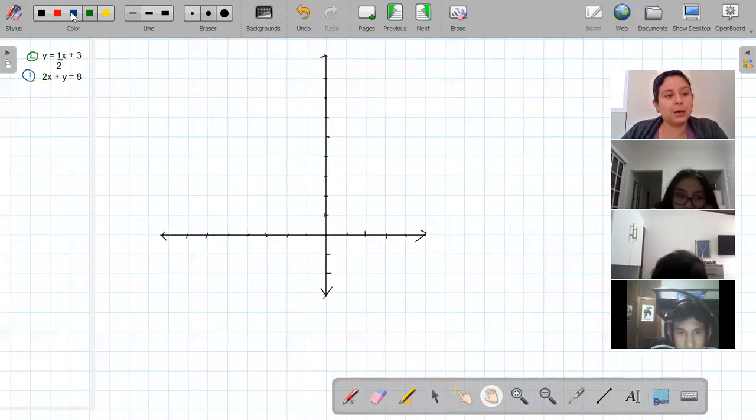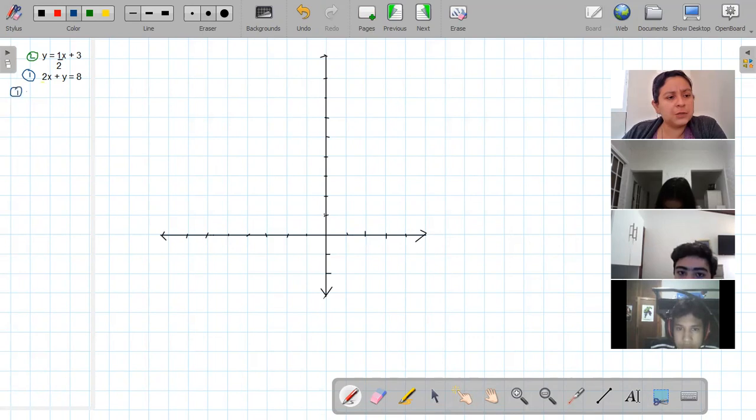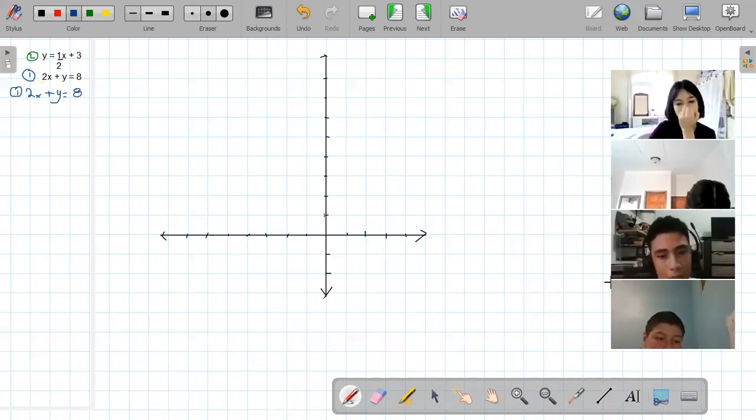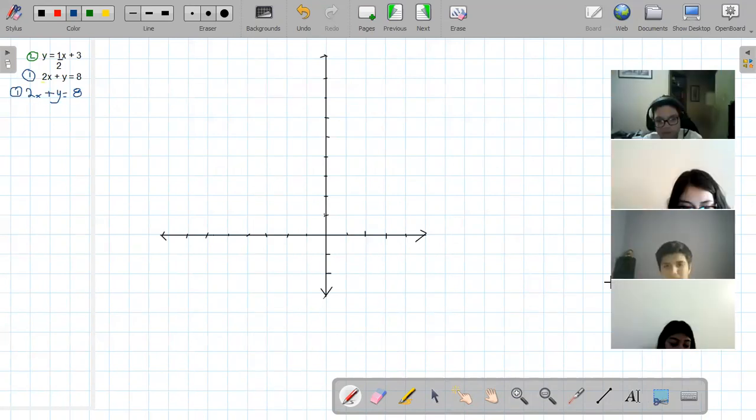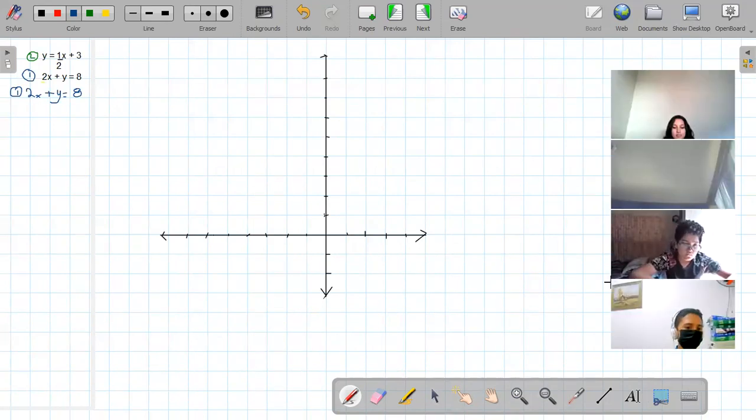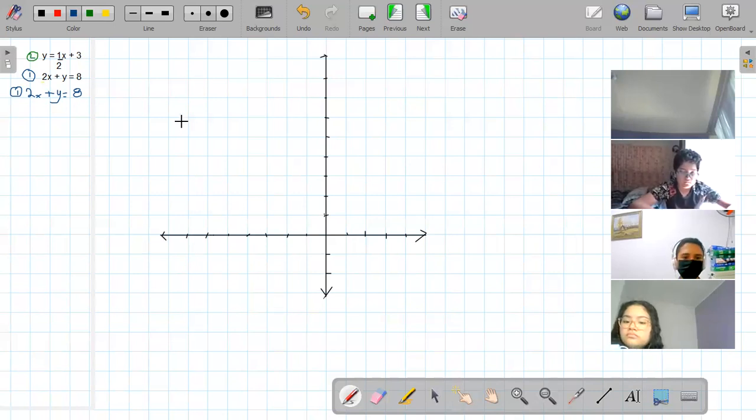Next one, we decided to make equation 1, the second one, 2x plus y equals 8. So again, I'm going to find the intercepts for 2x plus y, because that's the method that we're going to be using when we solve parallel or perpendicular lines, even though you can do it with another method, okay? Any questions so far? No questions so far? Okay, so we're going with 2x plus y equals 8.